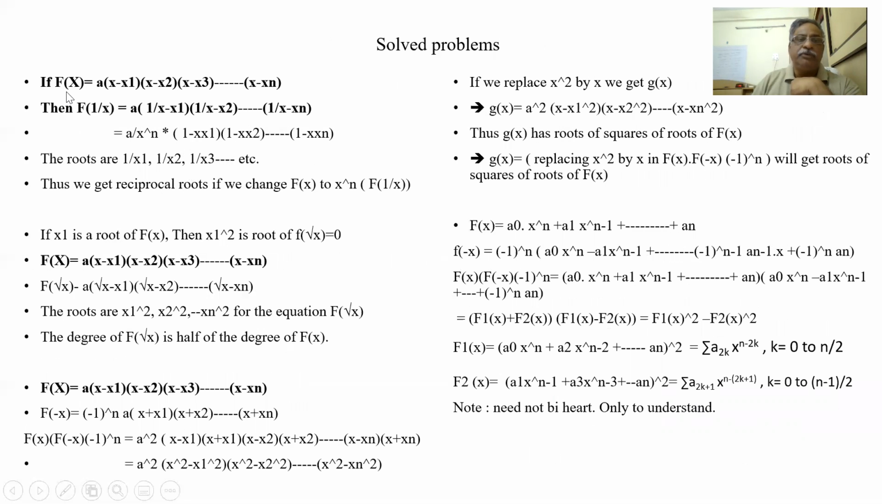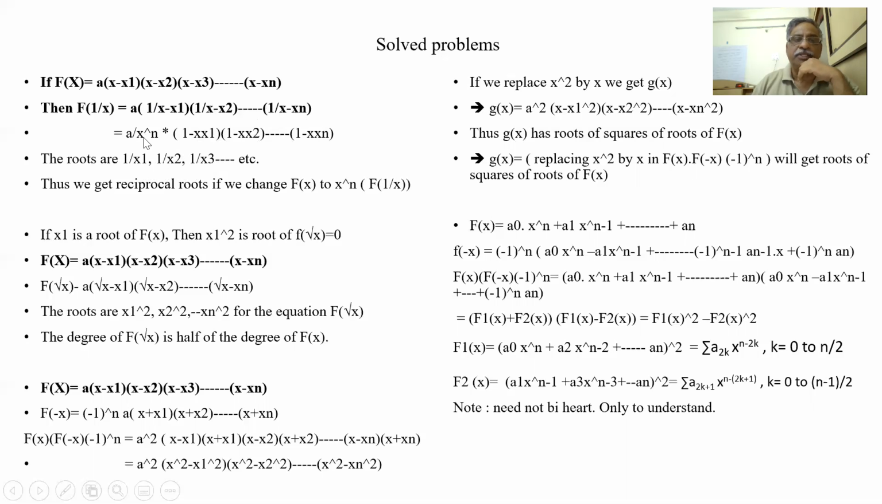Let us do. Here we have seen f of x is this. Now what is f of 1 by x? So wherever x is there, I am putting 1 by x. So when I take x to the common, a by x to the power of n into 1 minus x x1, 1 minus x x2, and so on. What are the roots of this? X is equal to 1 by x1, 1 by x2. So the roots are the inverse, reciprocal of these roots. Here roots are x1, x2, x3. Here roots are 1 by x1, 1 by x2, 1 by x3.